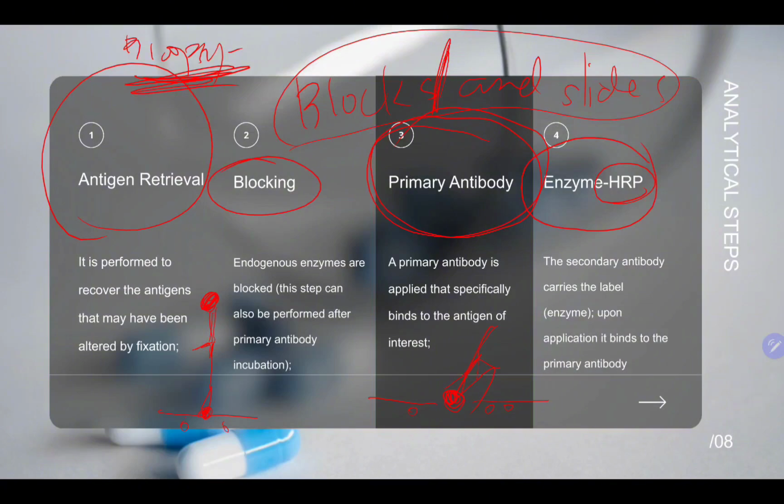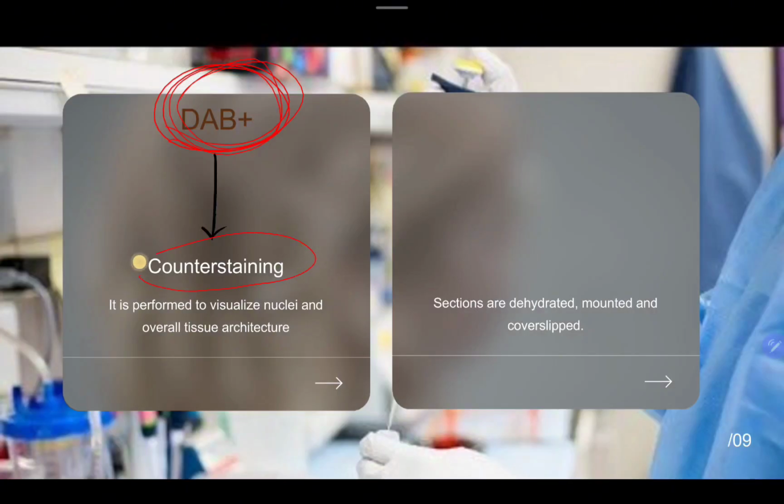So ngayon, para mas ma-visualize mo yung entire structure, you're going to perform counter staining to visualize the nuclei and overall tissue architecture. So sino pa ba talaga ang magiging counter stain sa IHC? A, eosin, B, hematoxylin. So, sagot natin is hematoxylin. Okay, so in IHC, hematoxylin is the counter stain. Remember ha, in IHC, hematoxylin is the counter stain kasi siya yung magbabind sa mga nuclei and overall structure. Siya yung background stain dito.